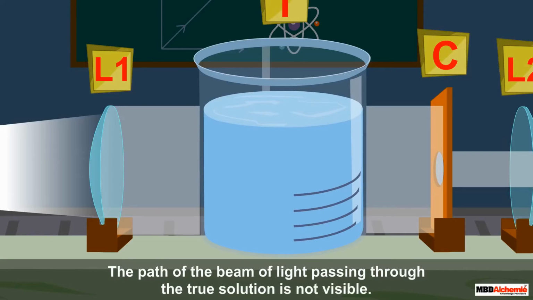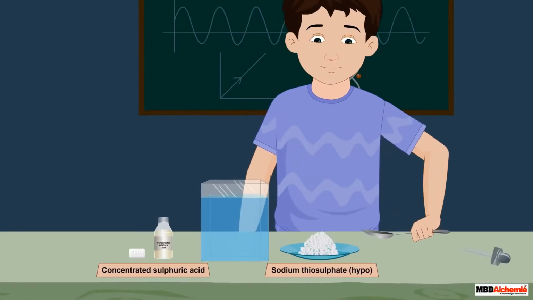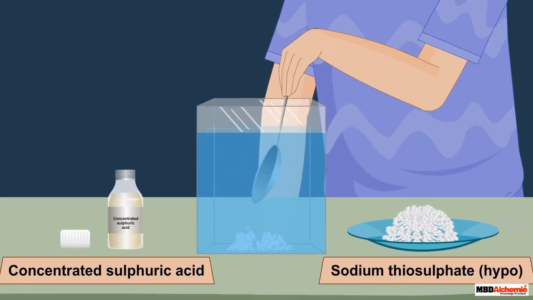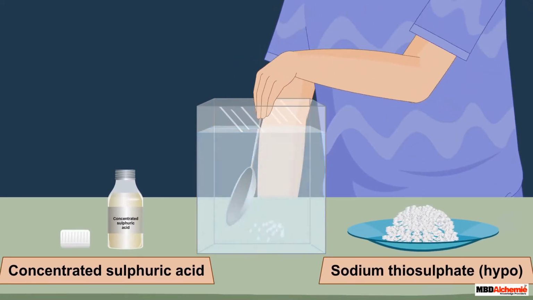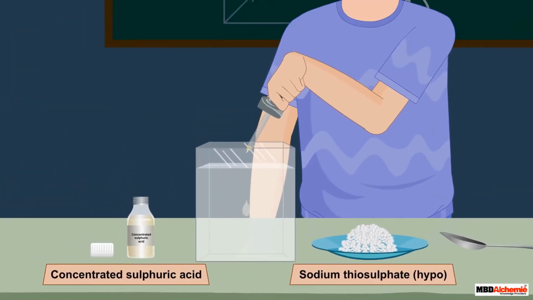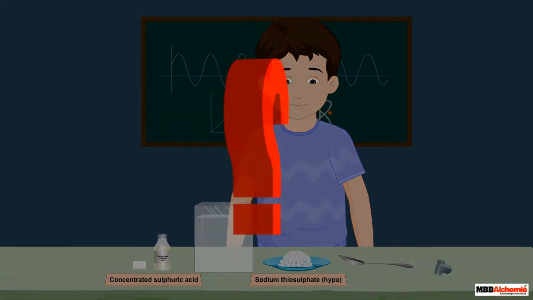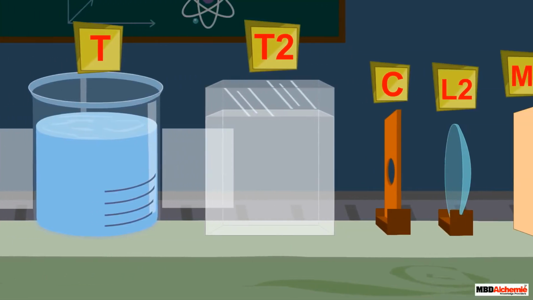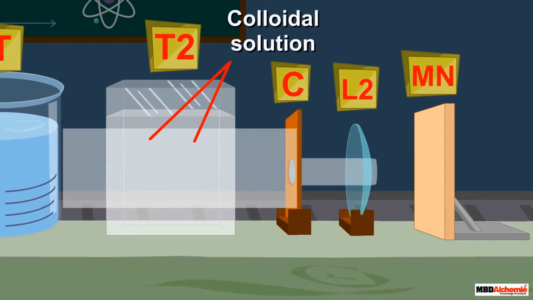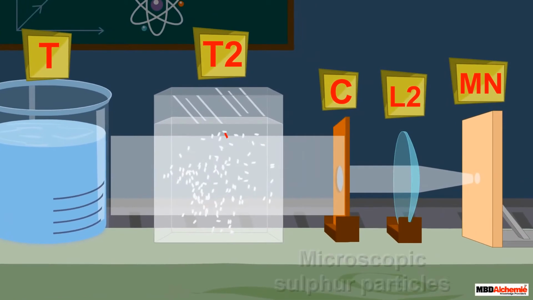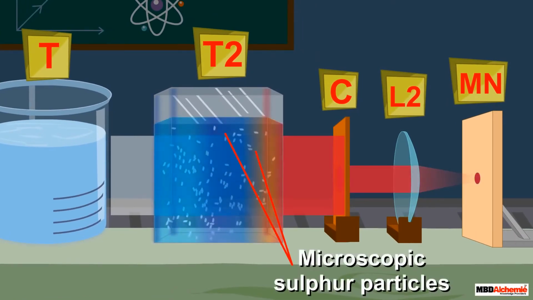is not visible. Next, dissolve about 200 grams of sodium thiosulfate or hypo in clean water in the tank. Add about 1 to 2 milliliters of concentrated sulfuric acid to the water. What do you observe? The path of the light becomes visible through this colloidal solution. In about 2 to 3 minutes, you will find fine microscopic sulfur particles precipitating.